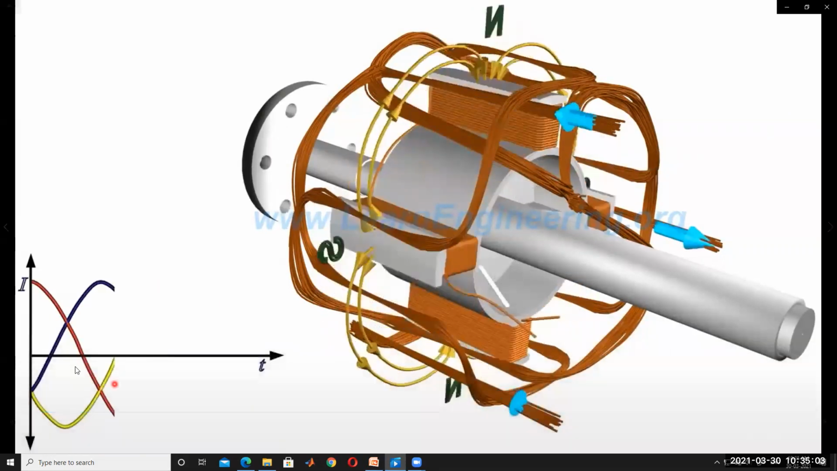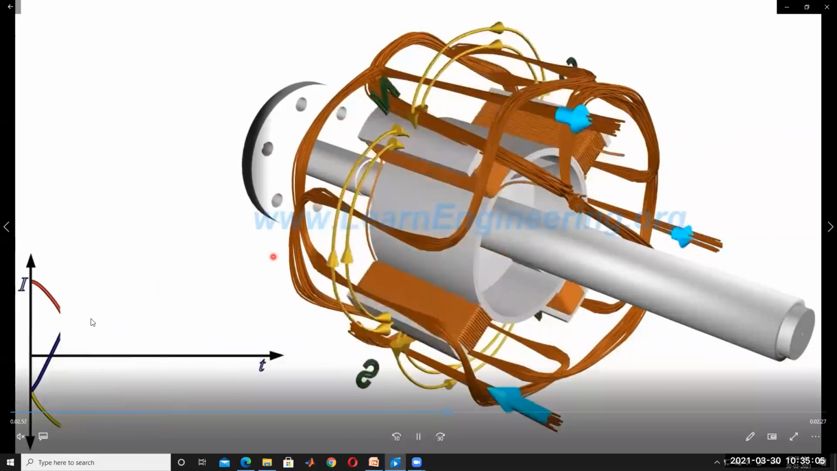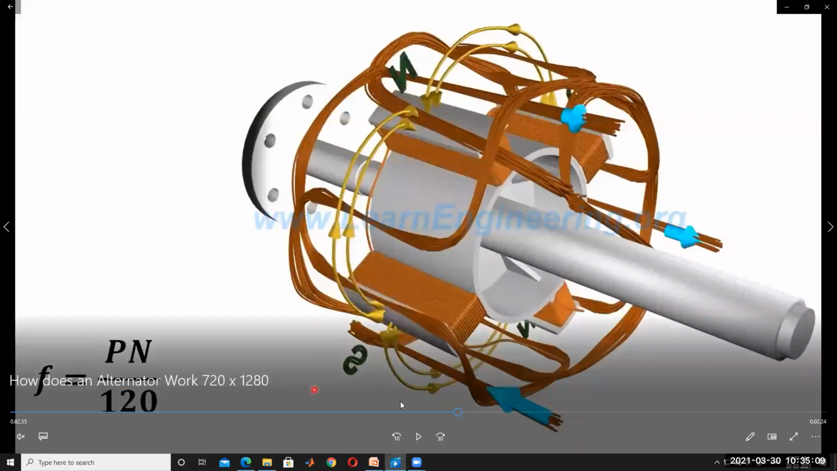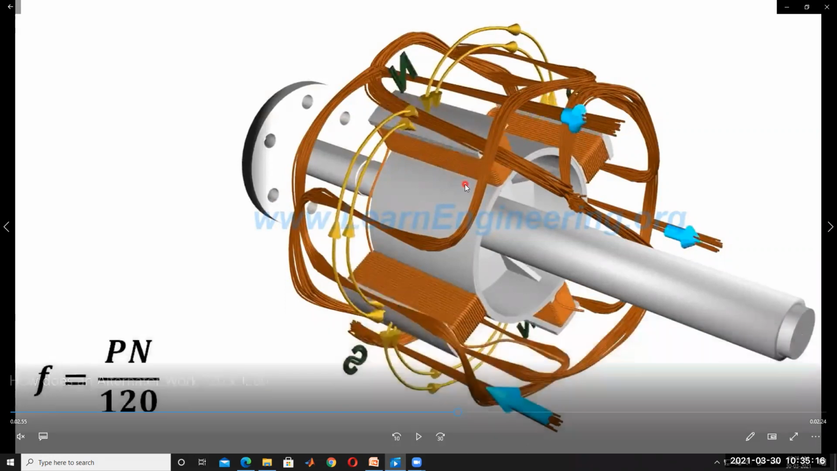Understand? So this winding is designed like this, and then only we will get a balanced three-phase voltage waveform. Based on the winding, if the winding is balanced, then only we will get the pure output waveform. Otherwise, there may be a disturbance in the output.